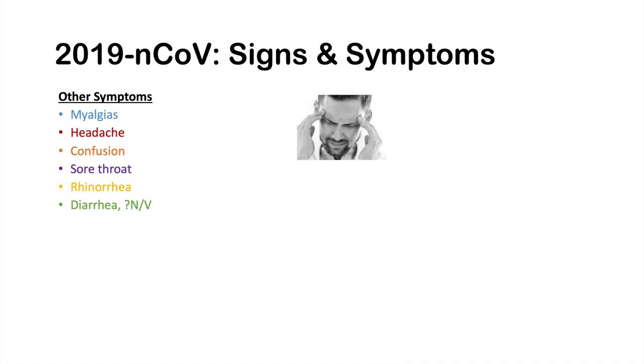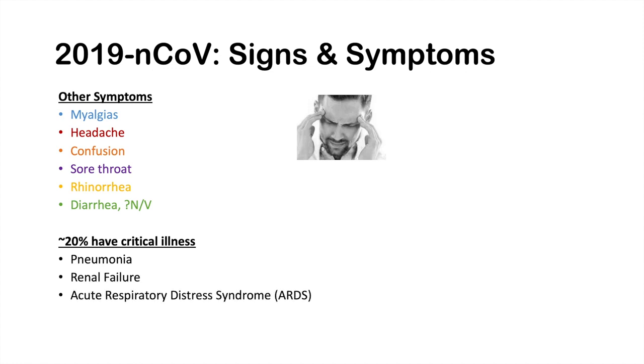So right now, it seems that the common symptoms I talked about in the previous slide occur in the majority of cases: fever, cough, shortness of breath. These other symptoms, again, are very rare, especially the gastrointestinal symptoms. And it seems that approximately 20% of individuals who contract this virus have a critical presentation. They become very ill. This can include a very bad pneumonia, renal failure, so kidney failure, acute respiratory distress syndrome or ARDS, and death. And death can occur infrequently, but it can occur in approximately 2 to 3% of cases, and it's normally due to multiple organ failure.